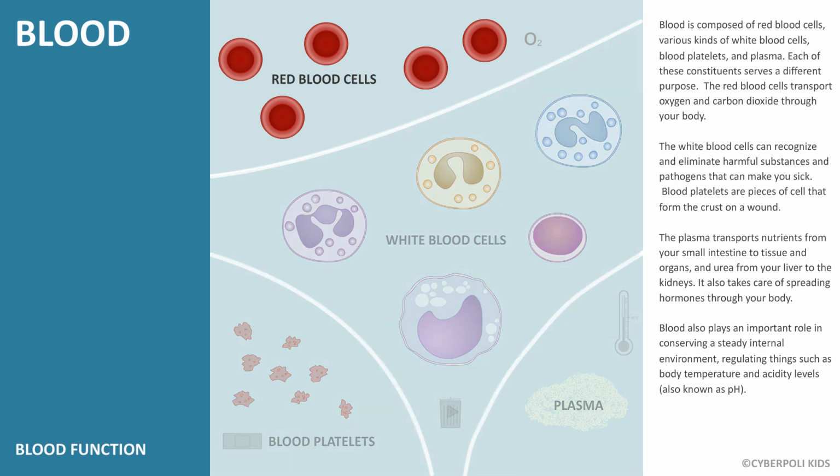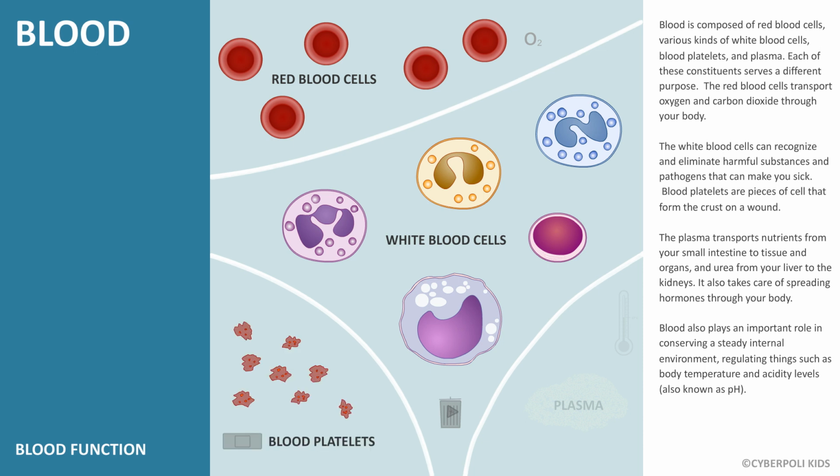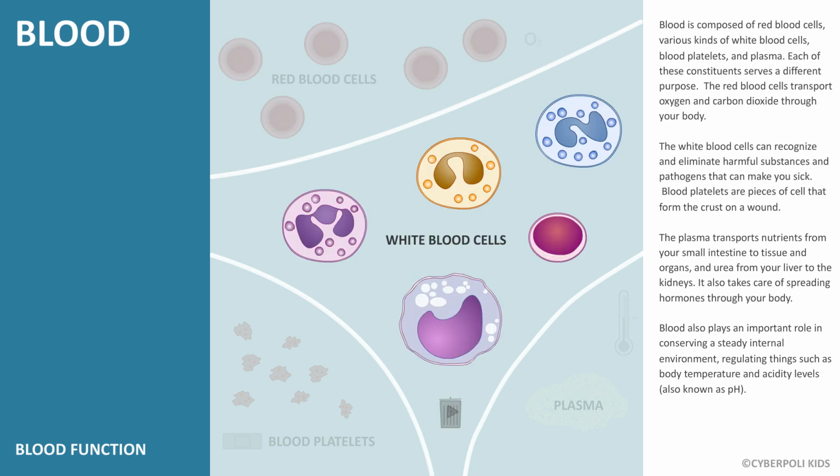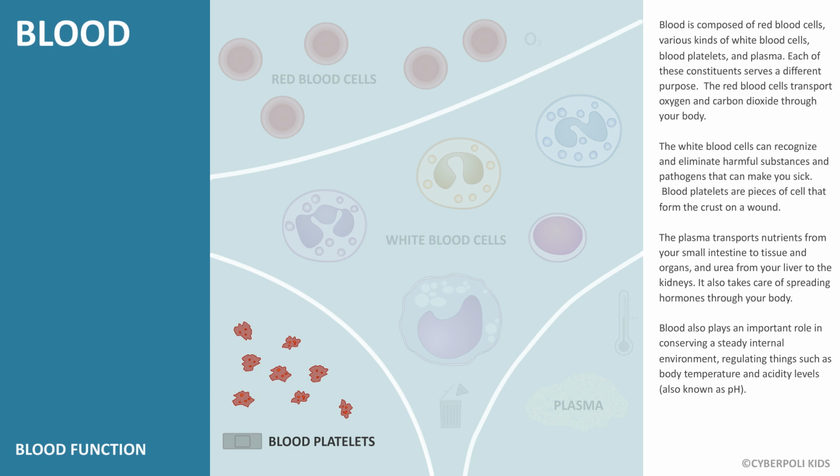Blood is composed of red blood cells, various kinds of white blood cells, blood platelets and plasma. Each of these constituents serves a different purpose. The red blood cells transport oxygen and carbon dioxide through your body. The white blood cells can recognize and eliminate harmful substances and pathogens that can make you sick. Blood platelets are pieces of cell that form the crust on a wound.